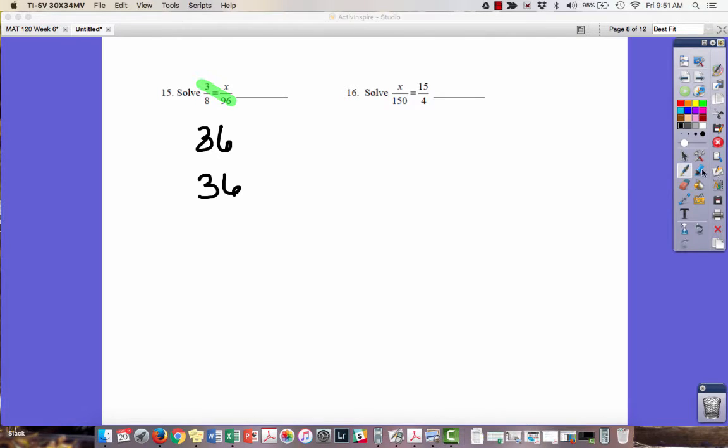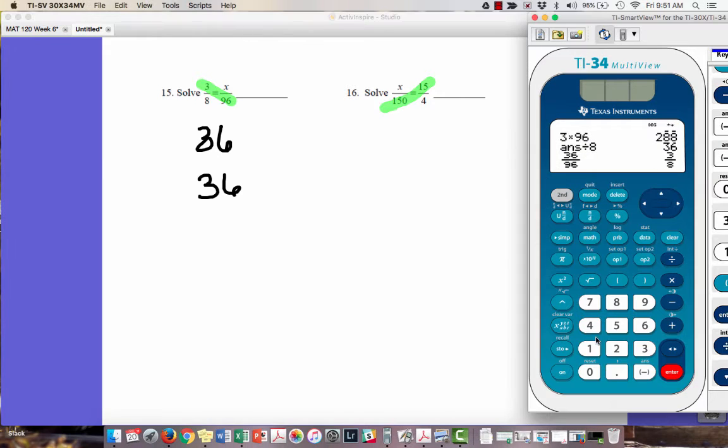So this one, find the diagonal that has both numbers. So 150 and 15. So 150 times 15. I hit enter and then I divide by that 4. I divide by the extra number. And I get 562.5.